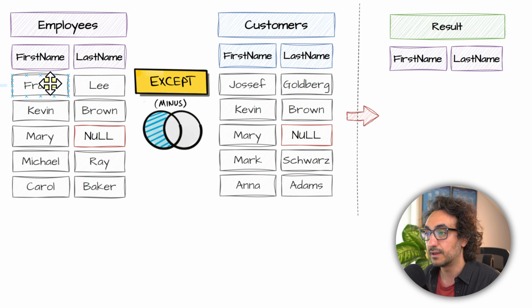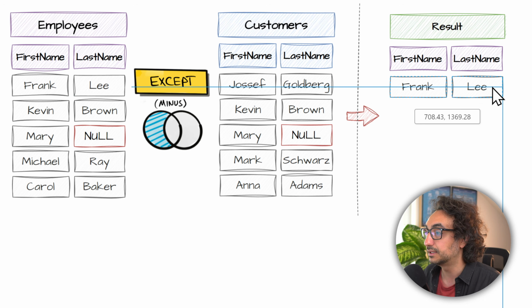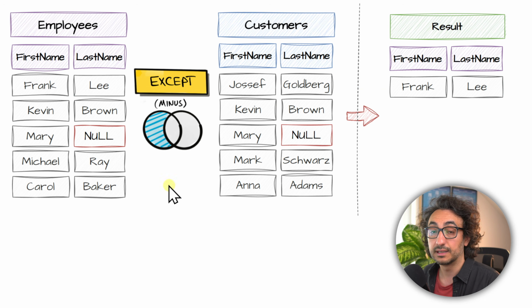So it's going to start with the first employee, Frank Lee. Do we have Frank Lee in the customers? Well, no, we don't have it. That's why SQL is going to accept it and put it in the output. And then in the next step, SQL is going to go to the second employee and check. As you can see, we already have it in the customers. So SQL is going to ignore it. It's not allowed to be in the output.